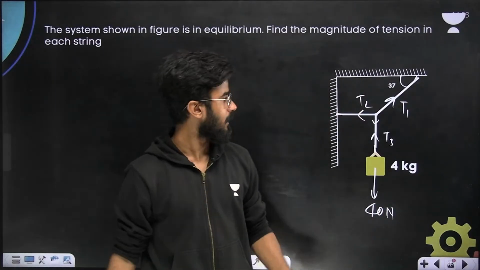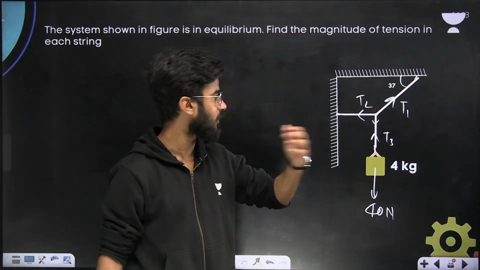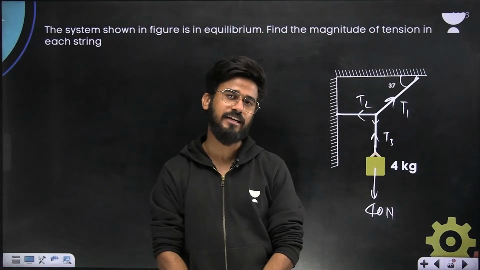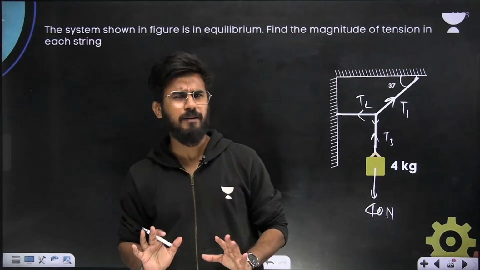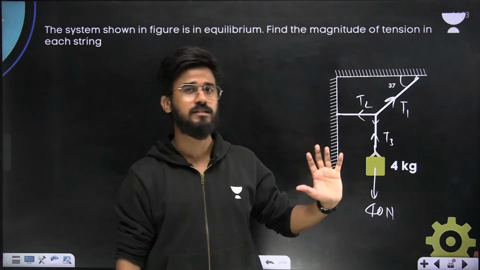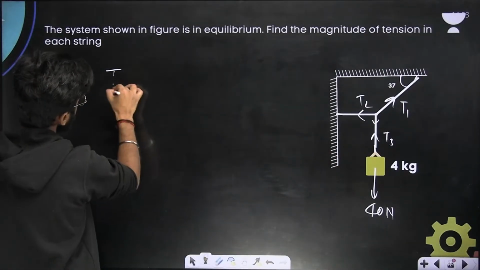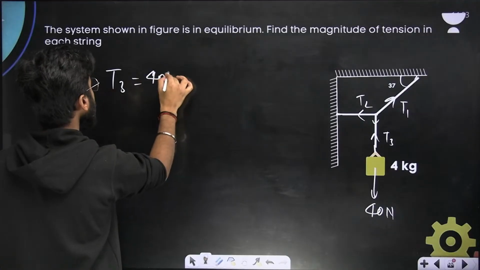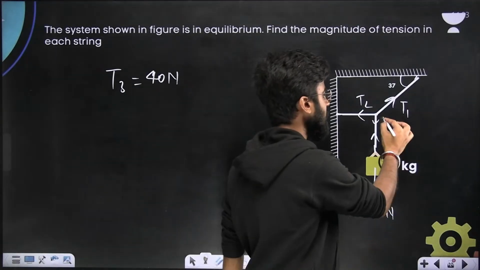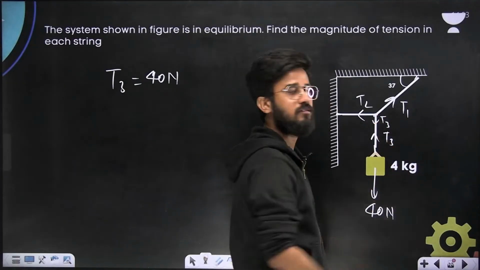This is 40 Newton. Now look at this block. This block is saying that I am being pulled in the downward direction with this 40 Newton. Since I'm stationary, there is a tension in the upward direction, and that tension is T3. So we can simply say that T3 equals 40 Newton. Now we have got the value of T3, so the upward tension is also T3.